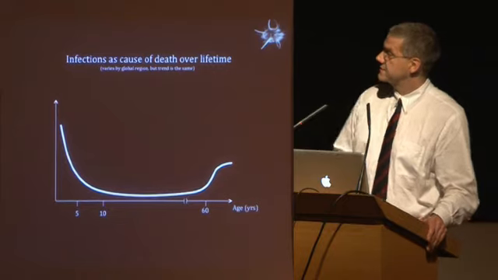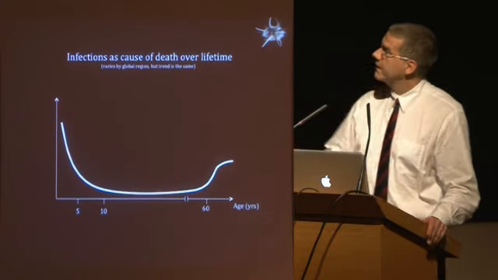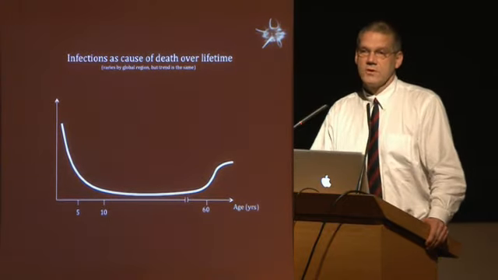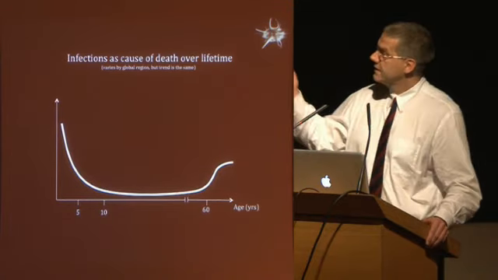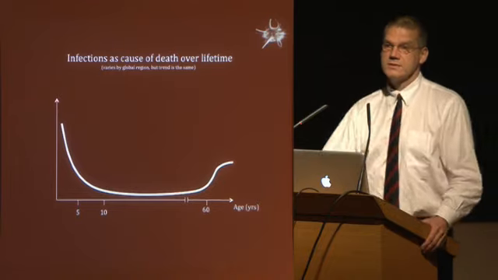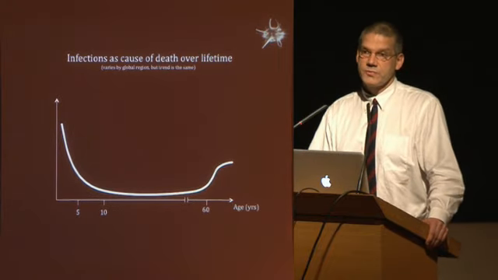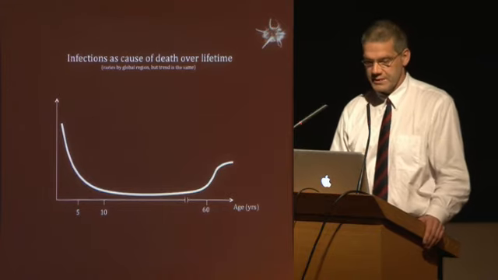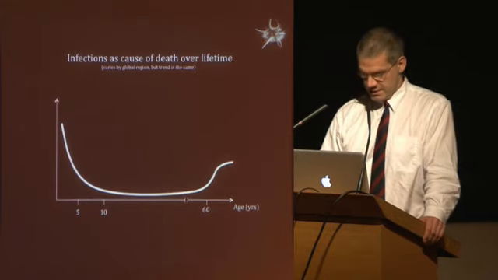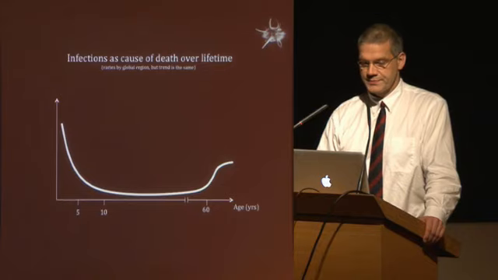On the x-axis you see age, roughly. On the y-axis you see incidence or cause of morbidity and mortality due to infections over life. It's very obvious that infections as the cause of death are the biggest problem the earlier in life. Then again, they creep up somewhere towards the end of life, and the shape varies by global region, but the overall structure is the same.